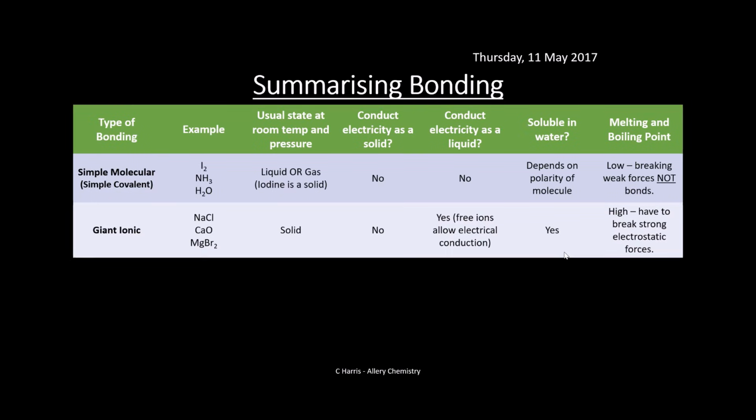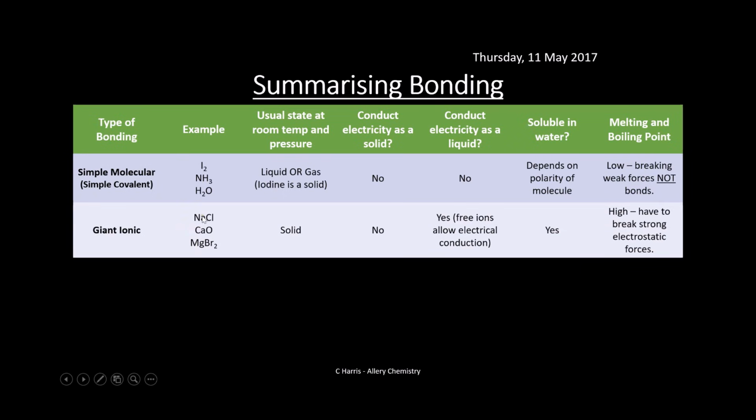Okay, let's look at a summary, finally, of the types of bonding that we've seen so far. Simple molecular or simple covalent: iodine, ammonia, water are examples of that. Normally liquids or gases at room temperature. They don't conduct electricity when they're solids or liquids. Solubility in water depends on the polarity of the molecule. If it's polar, it will dissolve in water. If it's not polar, it won't. Melting and boiling point is low. You're breaking weak forces, so we're not breaking any bonds here, so that means low melting and boiling points.